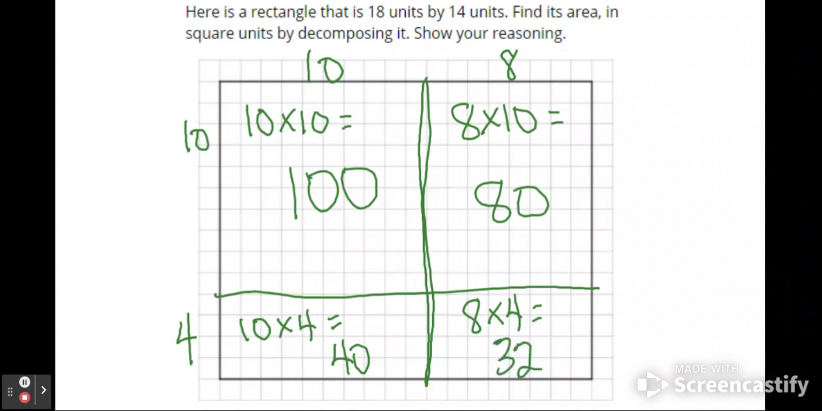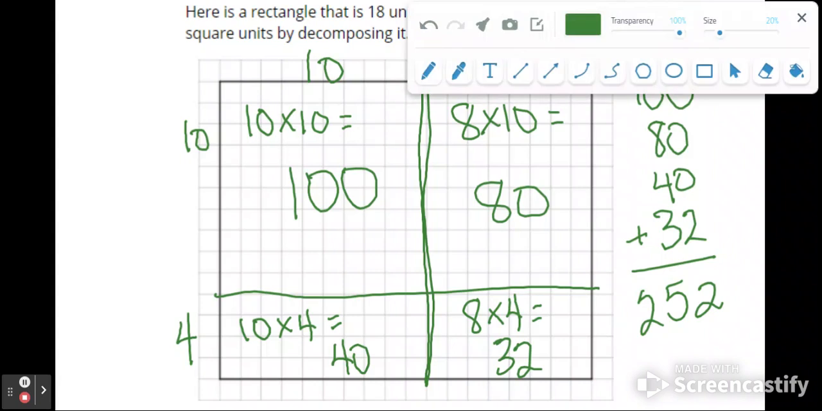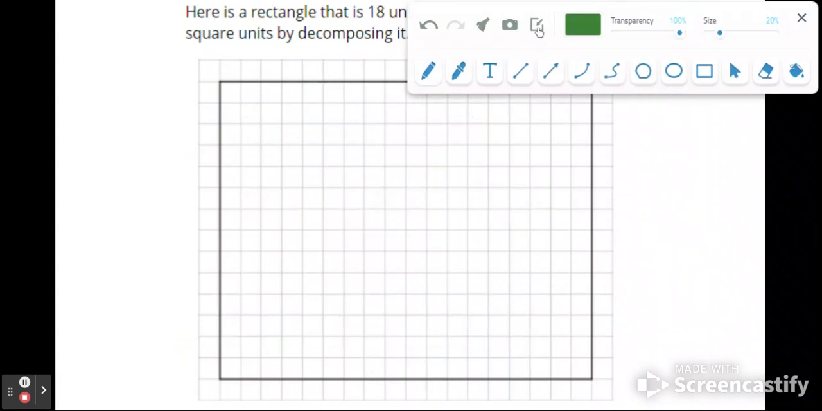Now that I've found the area of each individual rectangle, I can find the area of the entire big 18 by 14 rectangle by adding up the areas that I found. So 100, 80, 40, 32. If I add those up, I end up with 252. So 18 times 14 I have found is 252. Okay, so that's helped me find the area of that.